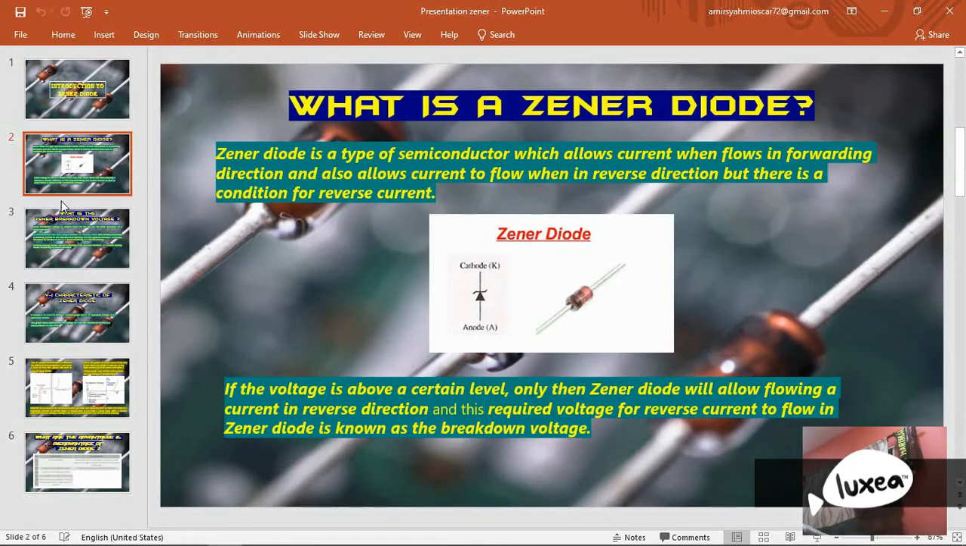First, what is a Zener diode? A Zener diode is a type of semiconductor which allows current to flow in the forward direction and also allows current to flow in the reverse direction. But there is a condition for reverse current.